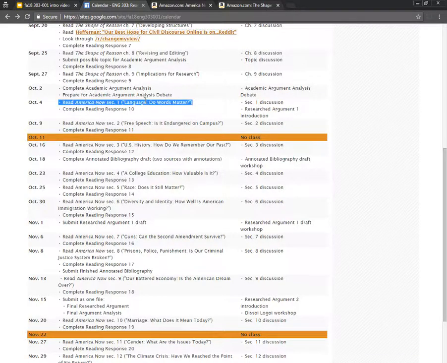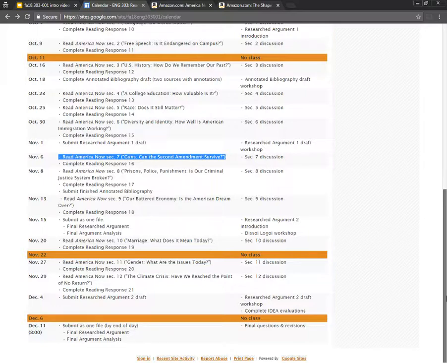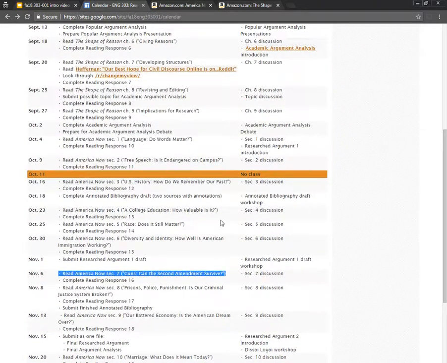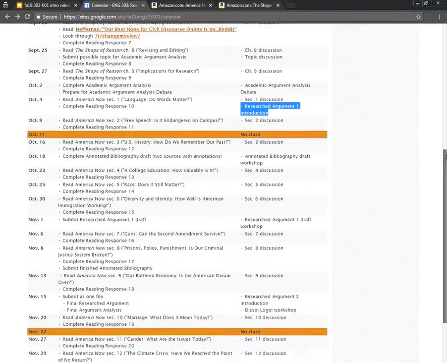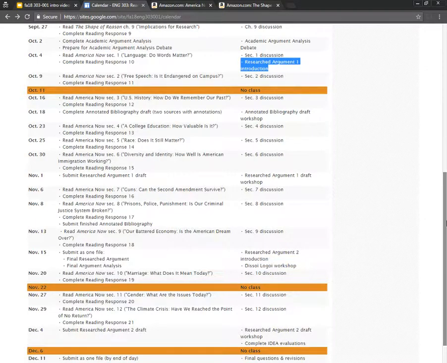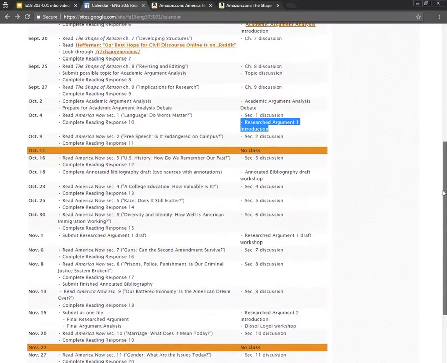You can see it covers things like the role and meaning of language. It's particularly salient now when we're arguing about whether facts exist. Free speech, is it endangered on campus? You can see issues of race and diversity, guns, so different social and cultural issues. And then as we're doing those, we're going to be picking up with our researched arguments. We'll do 1 and then 2, and those actually are kind of related. And we'll talk about that more as it gets closer.